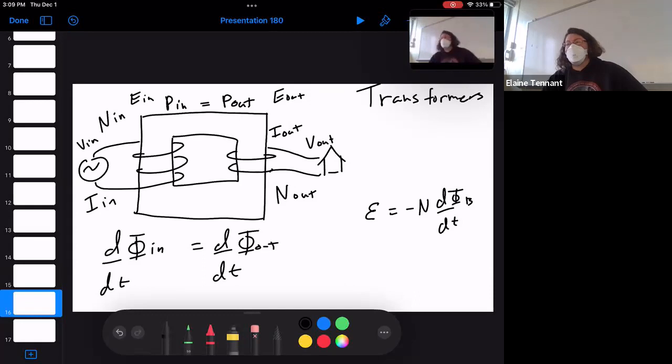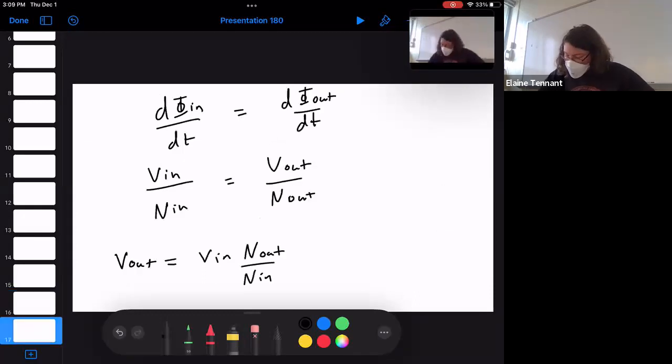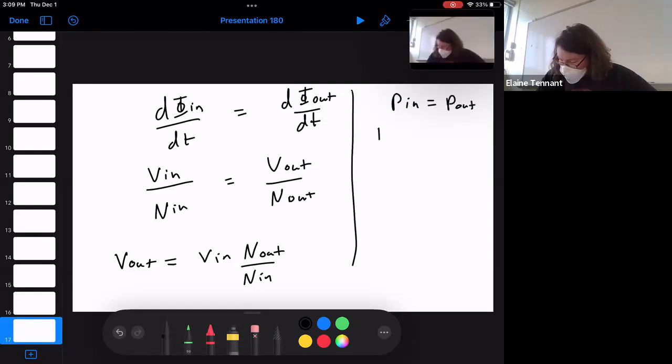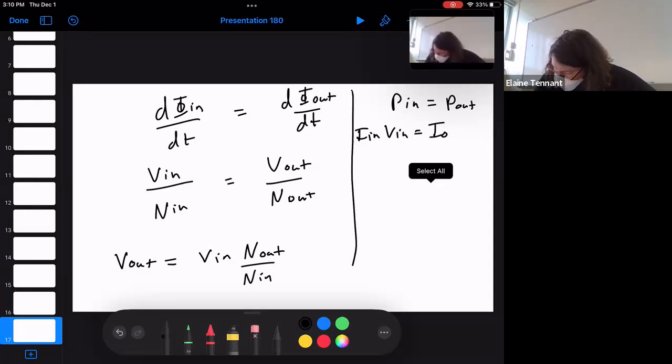Power equals current times voltage. So power in has to equal power out. So the current in times the voltage in equals the current out times the voltage out. Let me write that so it all fits in one line: current in, voltage in, current out, voltage out. Okay, sweet. This is nice.